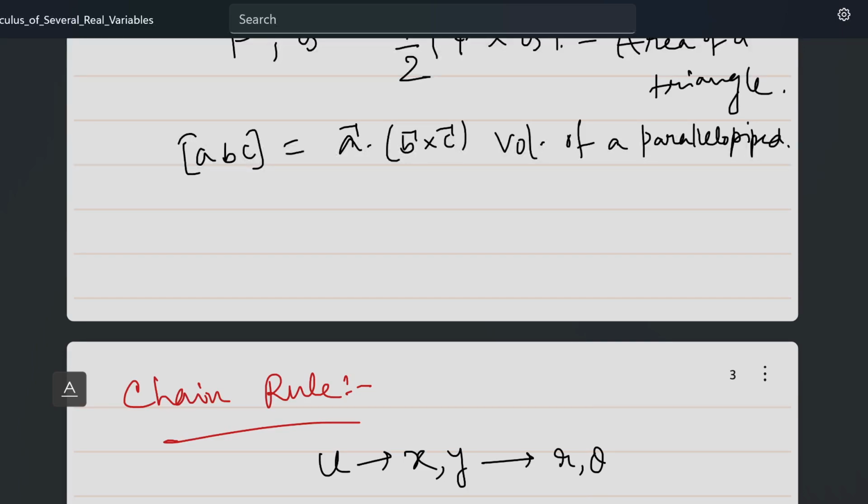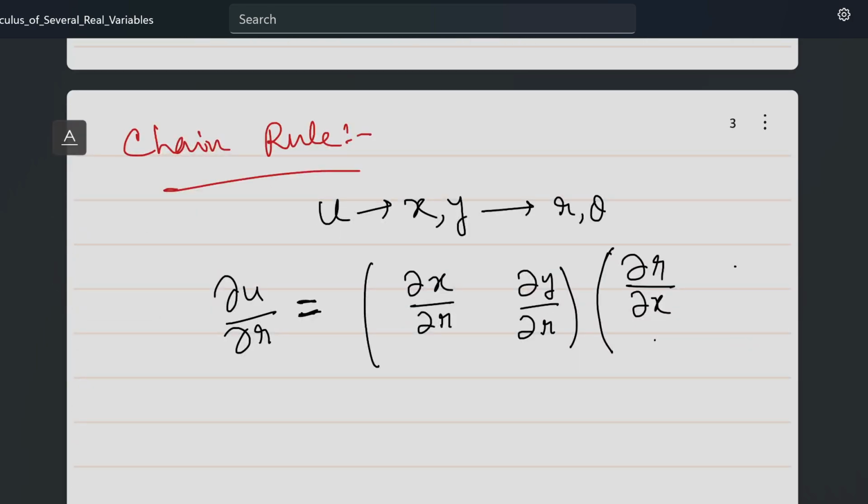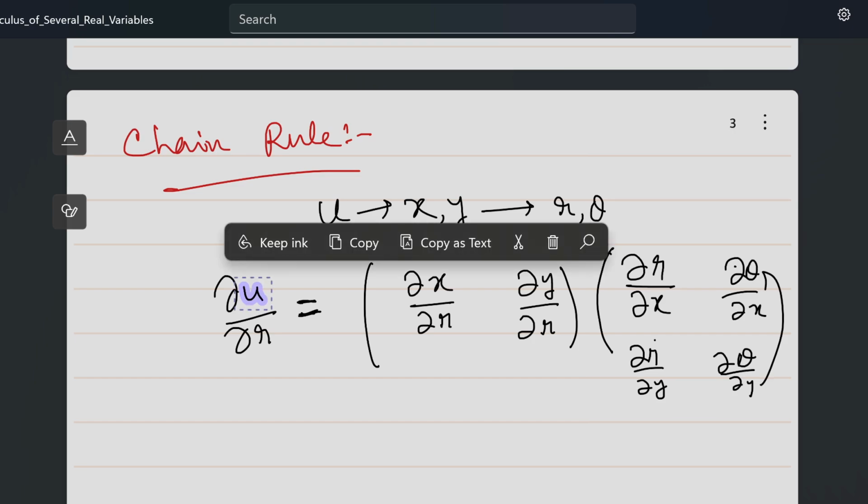Row matrix, you are saying. Yeah. Then this will be multiplied by another matrix where we have del r by del x, del theta by del x in the same row. And in the next row, del r by del y, del theta by del y. But here you have u on the left hand side and on the right hand side there is no u. How is it true?